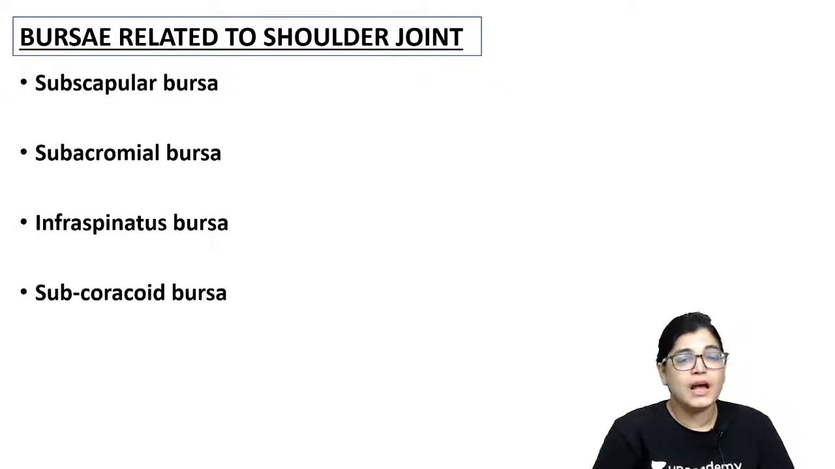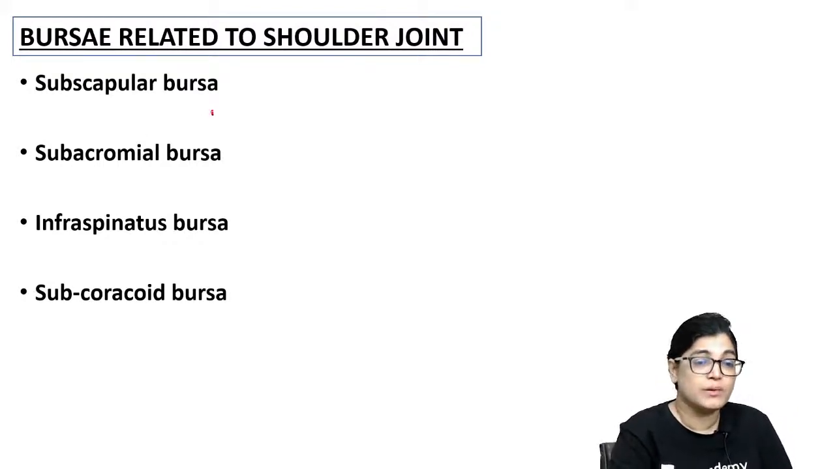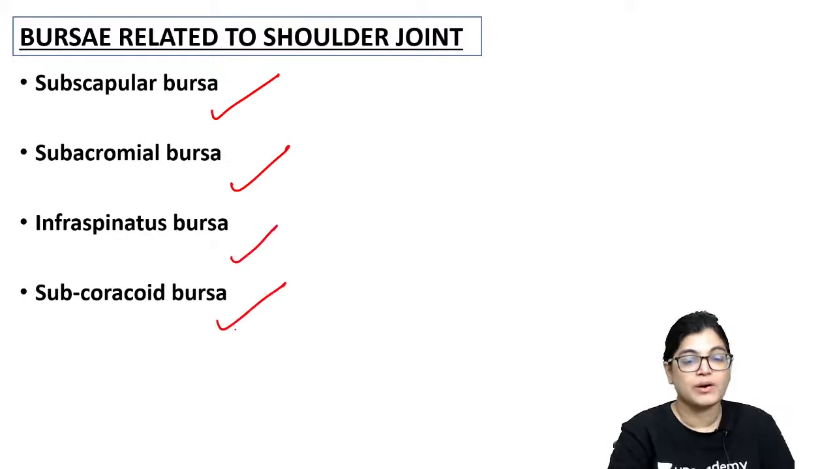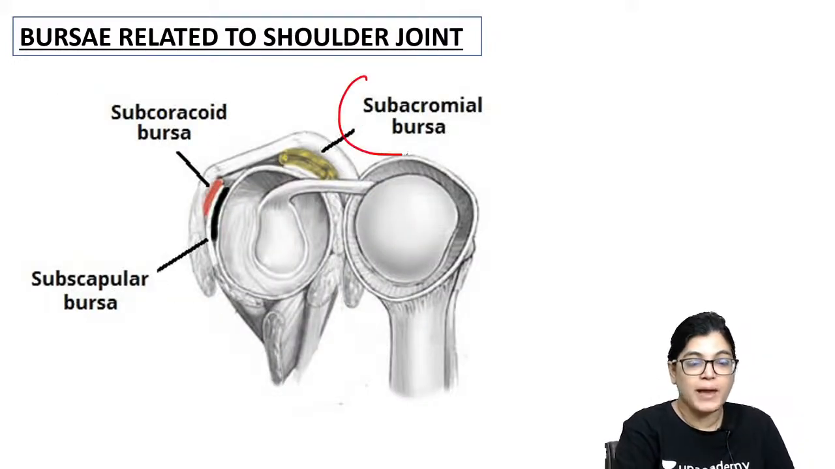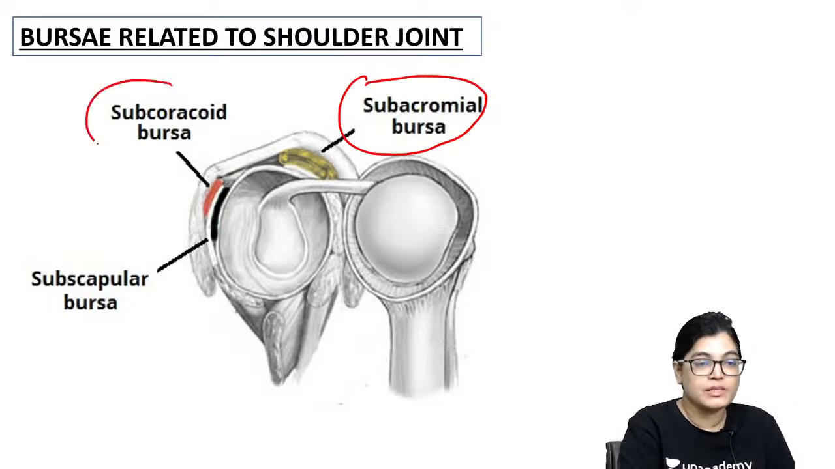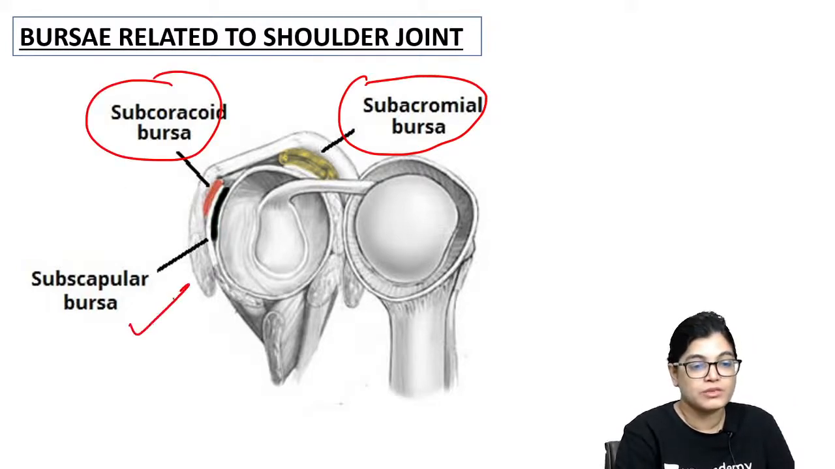So in short, I would also like to tell you about the related bursae. There are 4 important bursae: subscapular, subacromial, infraspinatus and subcoracoid. See here, the subacromial bursa is below the acromial process, the subcoracoid bursa is below the coracoid process, and the subscapular bursa will be lying anteriorly below the subscapularis muscle.